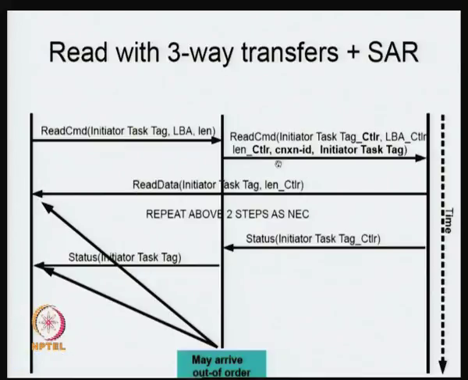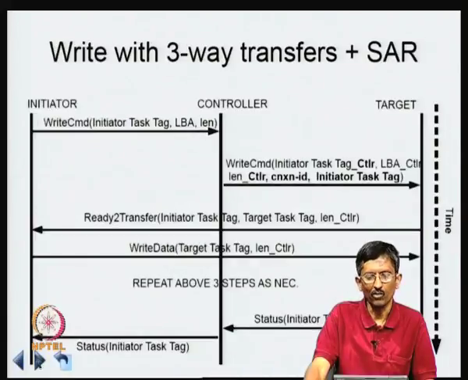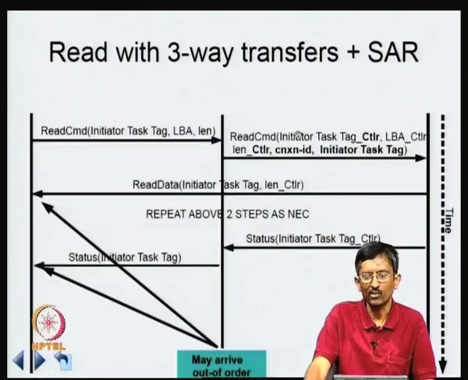Again, for reads you can do the same things. What I showed you earlier was for writes. It is coming from the initiator down to the target, and this requires some kind of flow control, whereas in the case of 3-way transfers, it's slightly simpler. I can directly send it as fast as I can.